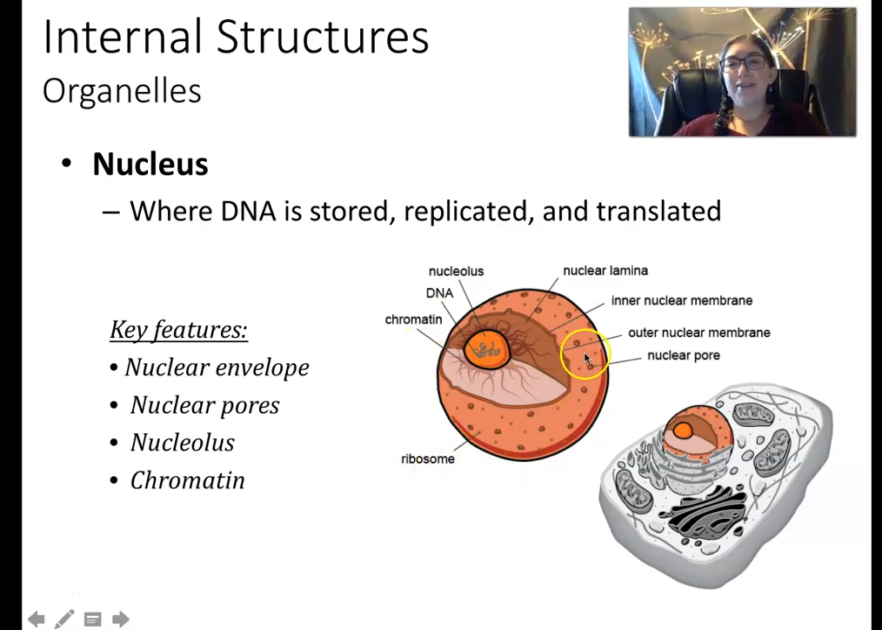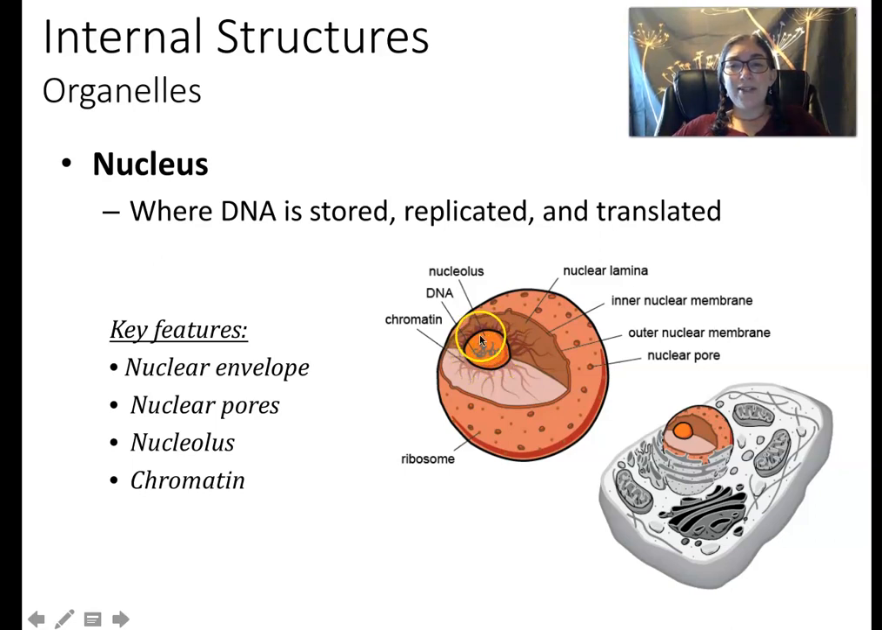The first one, the central one that's most important, is the nucleus, which houses the cell's DNA. It's where the DNA gets replicated and where it gets transcribed, not translated, transcribed. So here's the nucleus, looks kind of like a red moon. All these dots on the surface look kind of like craters. These are nuclear pores. It's how things can get in and out of the nucleus.